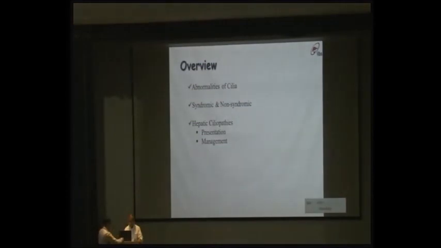So this will be the overview of my talk. What are the abnormalities of cilia, and syndromic and non-syndromic presentations. Some of this part will be mostly genetic syndromes, and then hepatic ciliopathies. What is the presentation and management, particularly focusing on congenital hepatic fibrosis, CHF. I will not be focusing on the renal part of it.